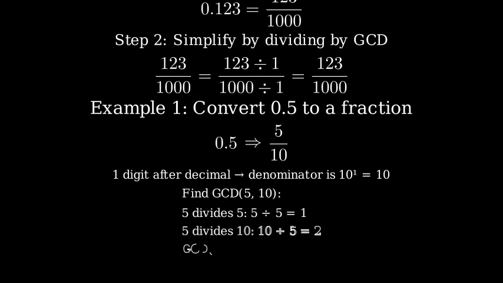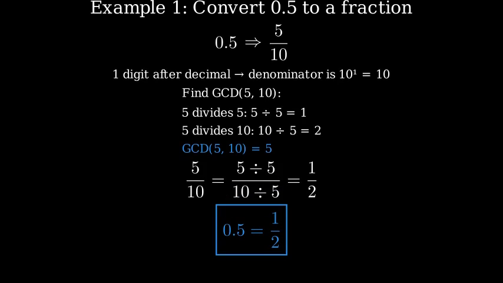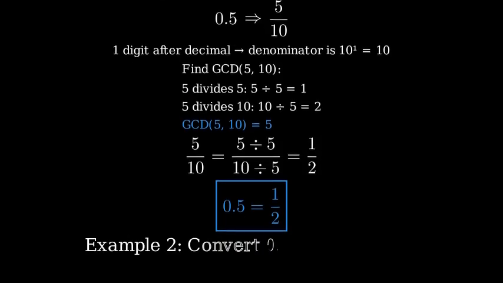Step 2. Now we need to simplify this fraction. We find the greatest common divisor of 5 and 10. The GCD is 5 because 5 divides both numbers evenly. So we divide both the numerator and denominator by 5. 5 divided by 5 is 1. 10 divided by 5 is 2. So 0.5 equals 1/2. Let's move on to our second example, 0.11.